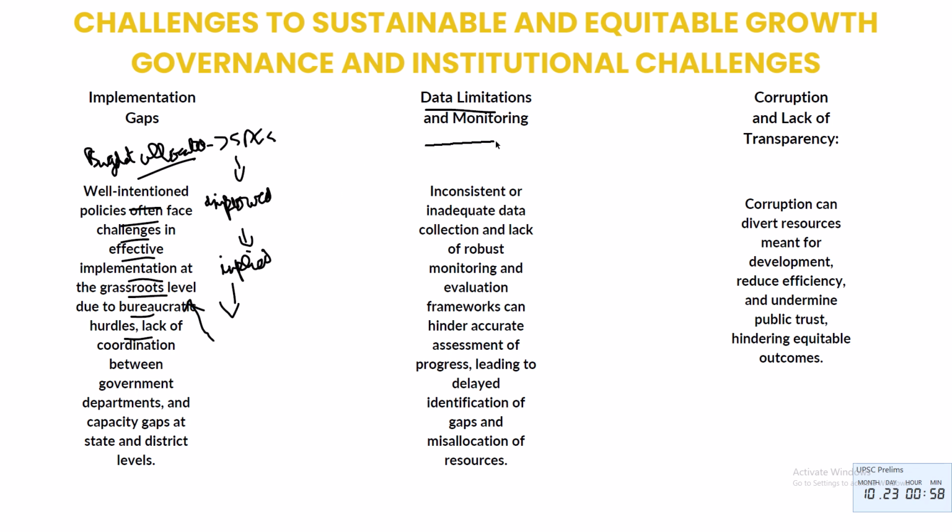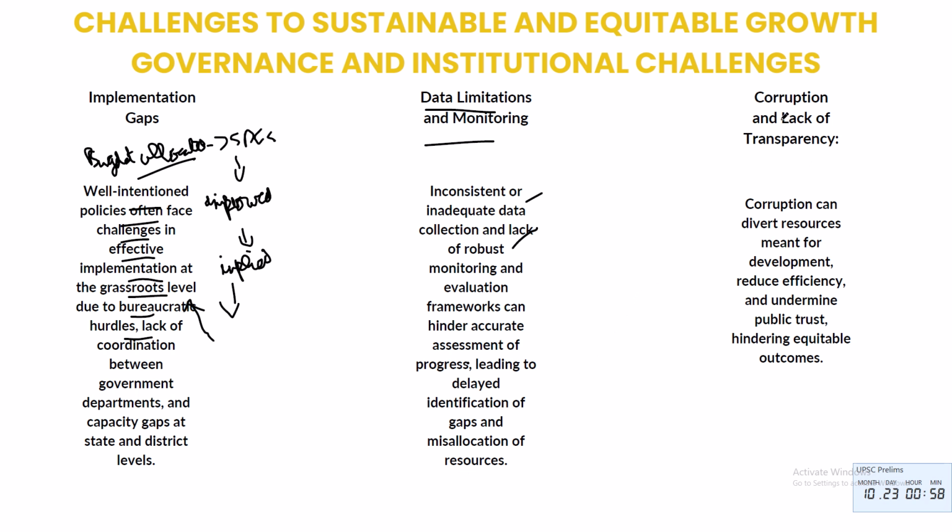Next one is data limitation and monitoring. Inconsistent or inadequate data collection and lack of robust monitoring and evaluation frameworks have hindered the accurate assessment of progress, leading to delayed identification of gaps and misallocation of resources. Like funds allocated for public welfare schemes do not reach the intended beneficiaries fully. See, this is an example we can take into consideration.